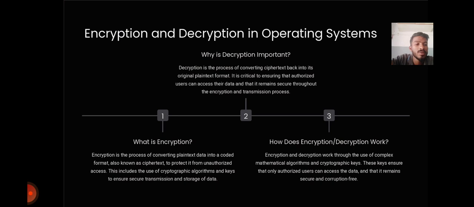How do encryption and decryption work? Encryption and decryption work through the use of complex mathematical algorithms and a cryptographic key. This key ensures that only an authorized user can access the data and that it remains secure and corruption free.